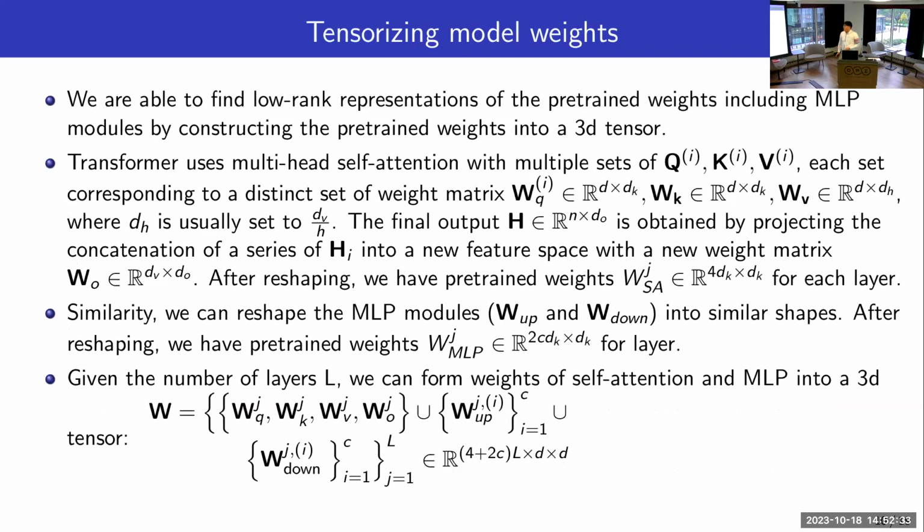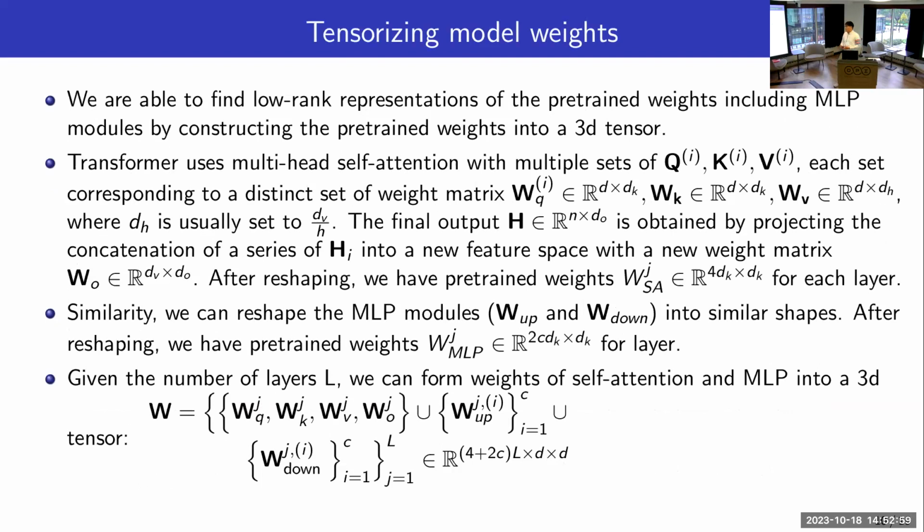So what I'm going to introduce is to address these two issues by tensorizing these model weights and using the tensor train decomposition format. So first, we are able to find a low-rank representation of the pre-trained weights, including the MLP, not just the self-attention weights, by constructing the pre-trained weights into a 3D tensor. And how to do that?